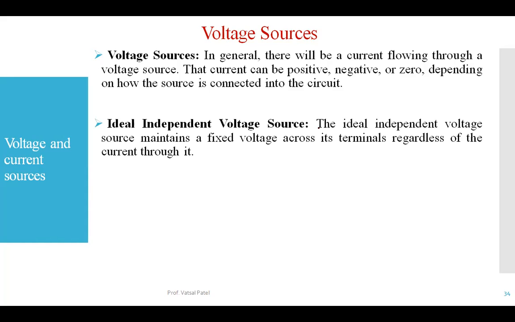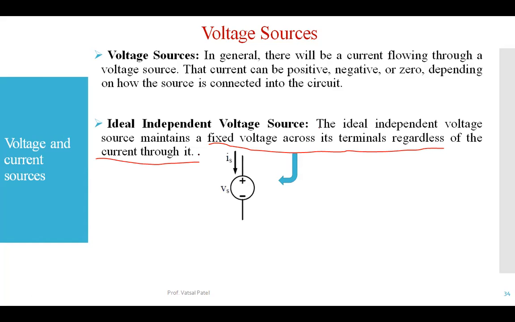So first of all, the parameter given over here is the ideal independent voltage source. What is the definition given over here? The ideal independent voltage source will maintain a fixed voltage across its terminal, regardless of the current through it. So it doesn't matter what amount of current is flowing, or if it changes, the source will keep its terminal voltage fixed. This is the symbol of the independent ideal voltage source.